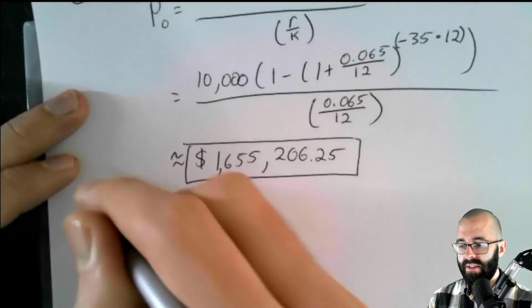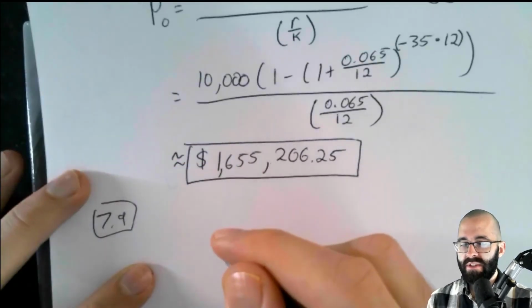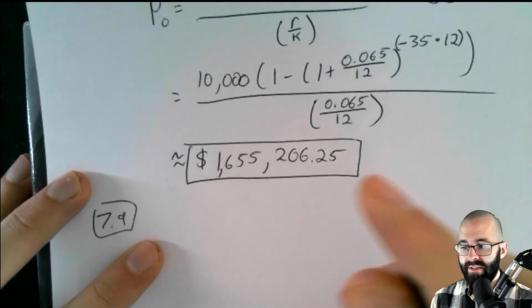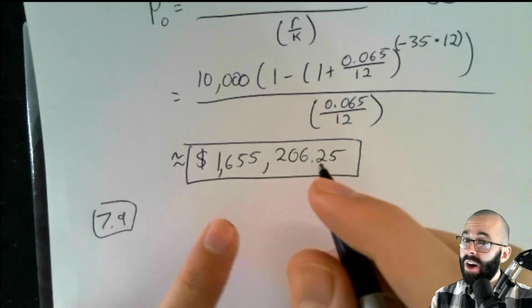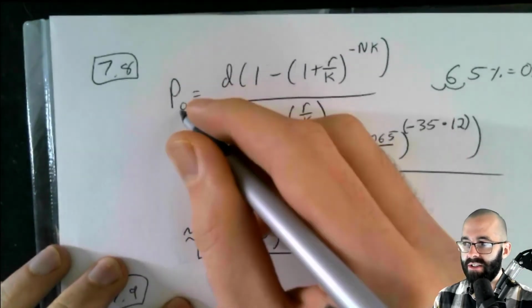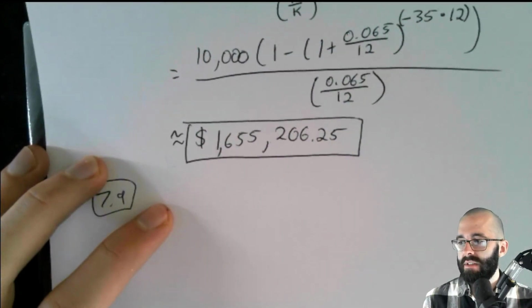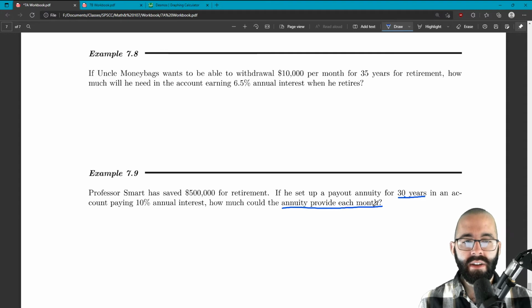Let's do another one. Another algebra one, 7.9. Professor Smart has saved $500,000 for retirement. So again, it's already turning the problem on its head. Now we know that there's $500,000 available. That's that P0. And the question is, if he set up a payout annuity for 30 years in an account paying 10% annual interest, how much could he get every month? So now this is our D value.